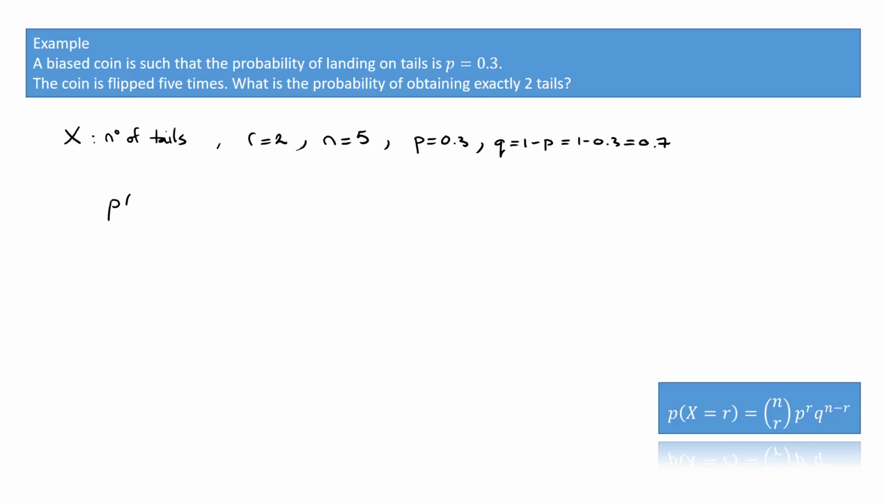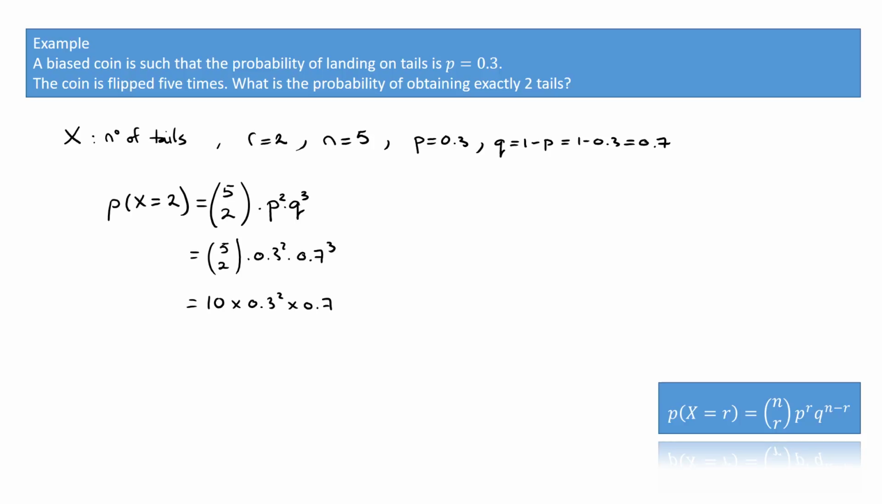So the probability of the number of tails being equal to 2 is equal to the binomial coefficient 5, that's 5 flips, 2, number of successes, times p to the power of 2, times q to the power of 5 minus 2, so that's 3. That leads us to the binomial coefficient 5, 2, times 0.3 squared, times 0.7 cubed. And now with the calculator or not, we find that the binomial coefficient 5, 2 is equal to 10. So this whole thing is 10 times 0.3 squared times 0.7 cubed.